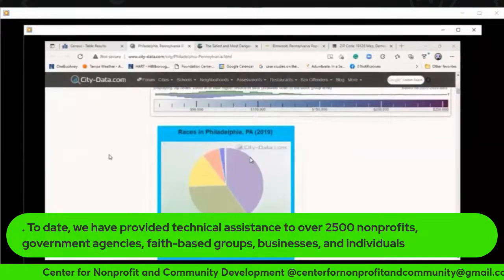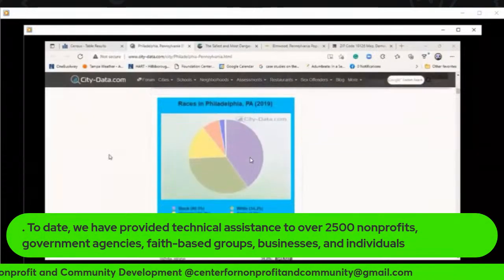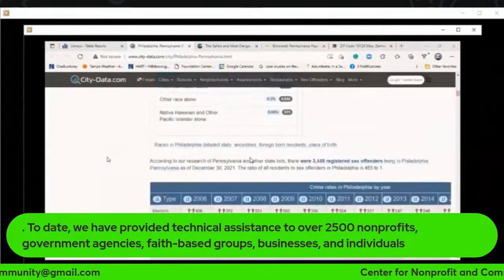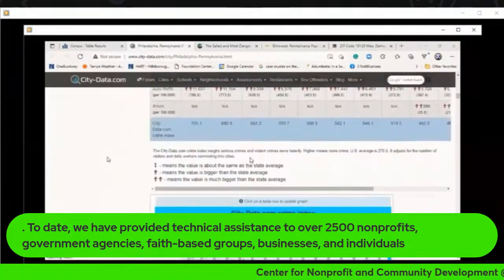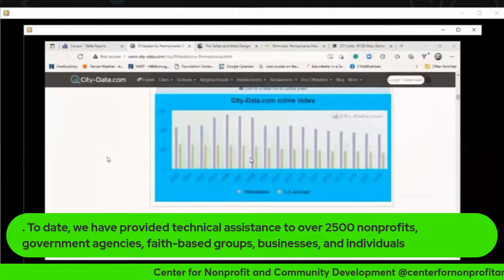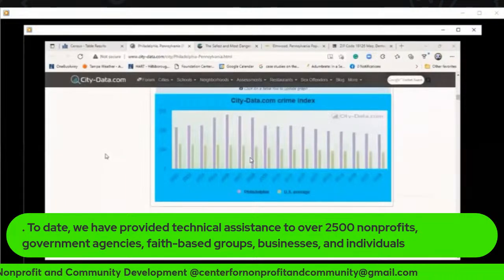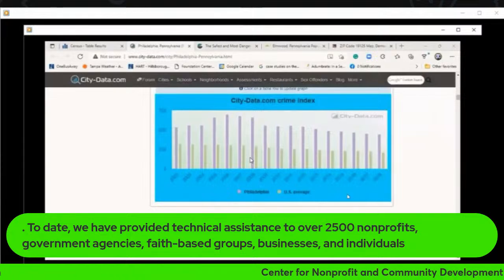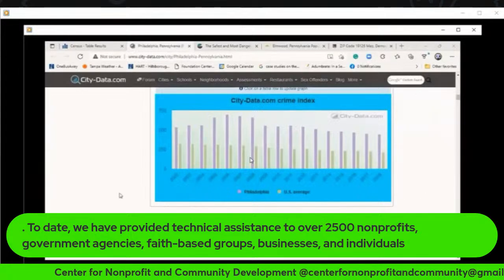You could get information based on race in Philly. And then you can break down the race into groups. You can break down crime. And they give you a chart that you can use to break down crime. And you can do it over a period of time. And that's important because you can compare trends to see, is it getting better or is it getting worse?